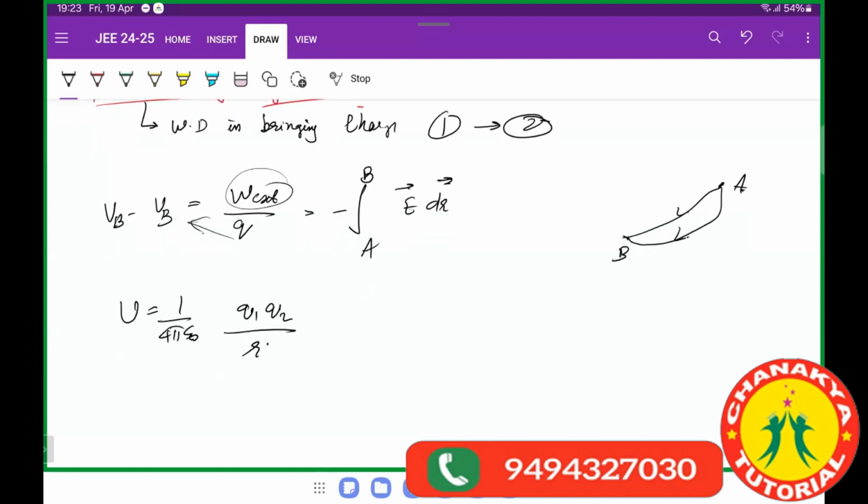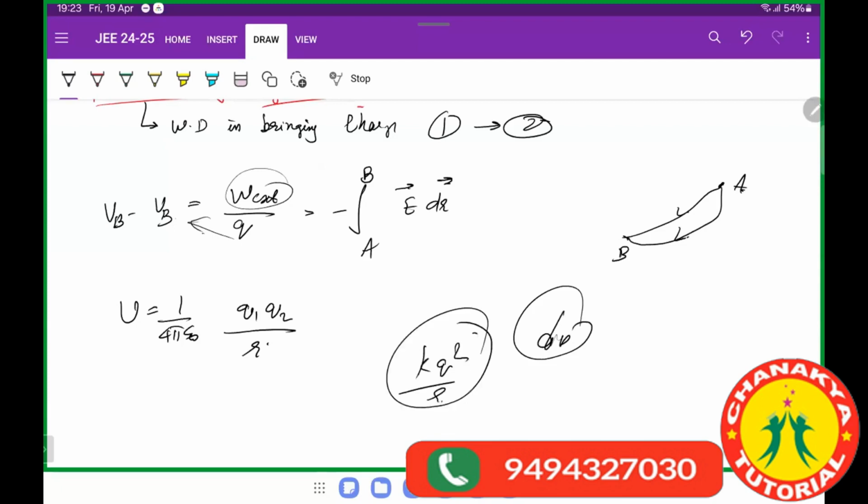Now suppose it is for a dipole, obviously the charge will be the same. What is a dipole? Equal and opposite charges, right? Dipole is equal and opposite charges. So this will become kq square by r, where r will be the length of the dipole. Length of dipole means 2l generally we are taking. So kq square by 2l. This small thing you need to remember.